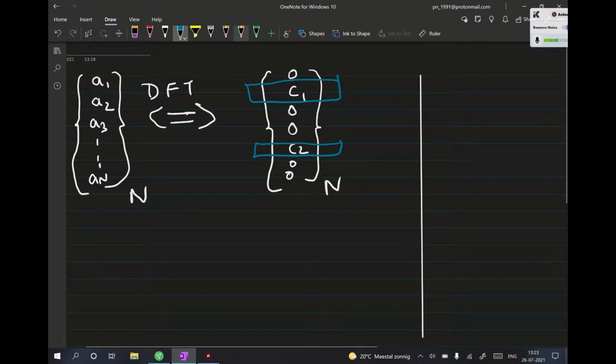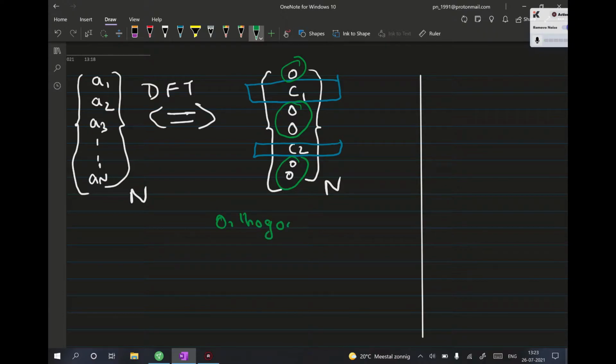We get zeros because we are satisfying the orthogonality condition, and we are getting non-zeros like C1 and C2 because of not satisfying the orthogonality condition.